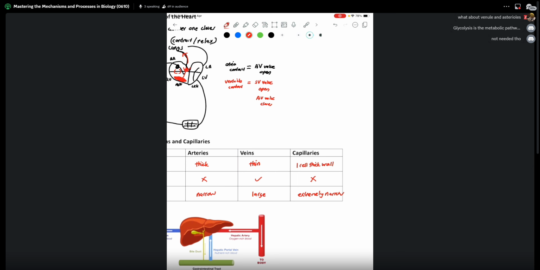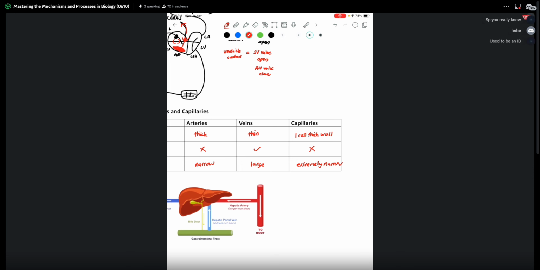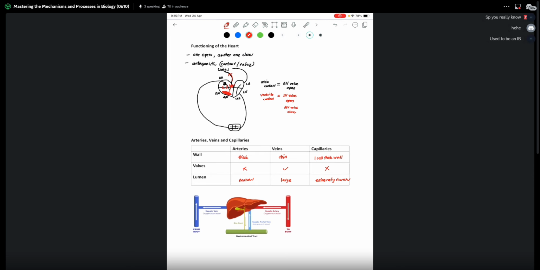Glycolysis, no need to know, by the way. This is in A2 level. A2 level. Please don't add so much info here. It used to be in IB. Oh yeah, really? I see.